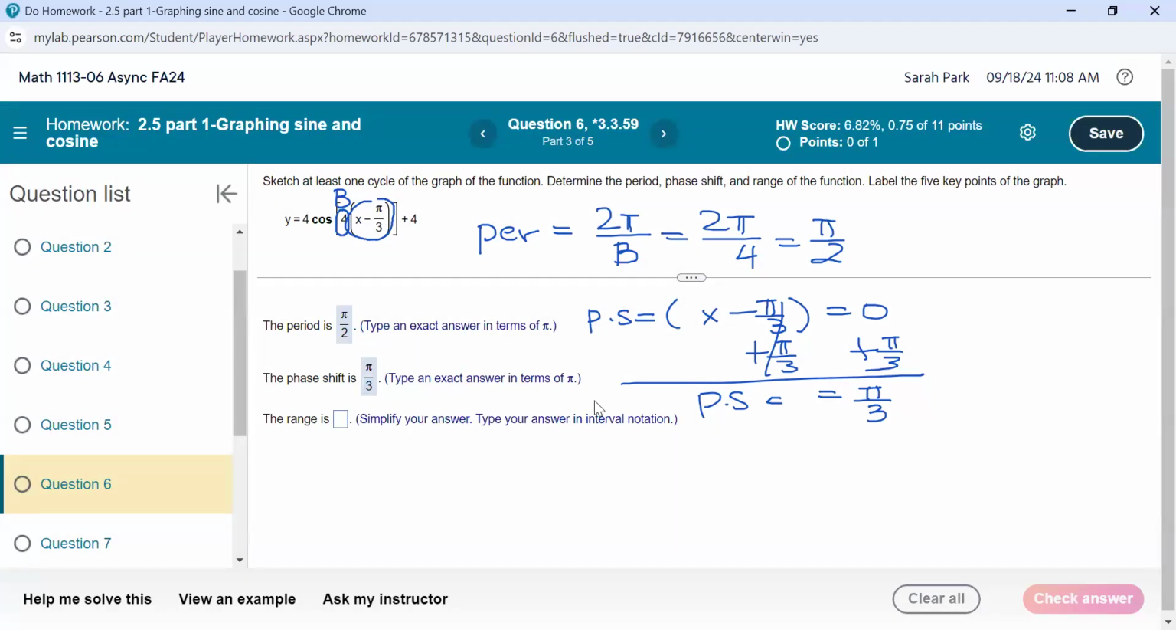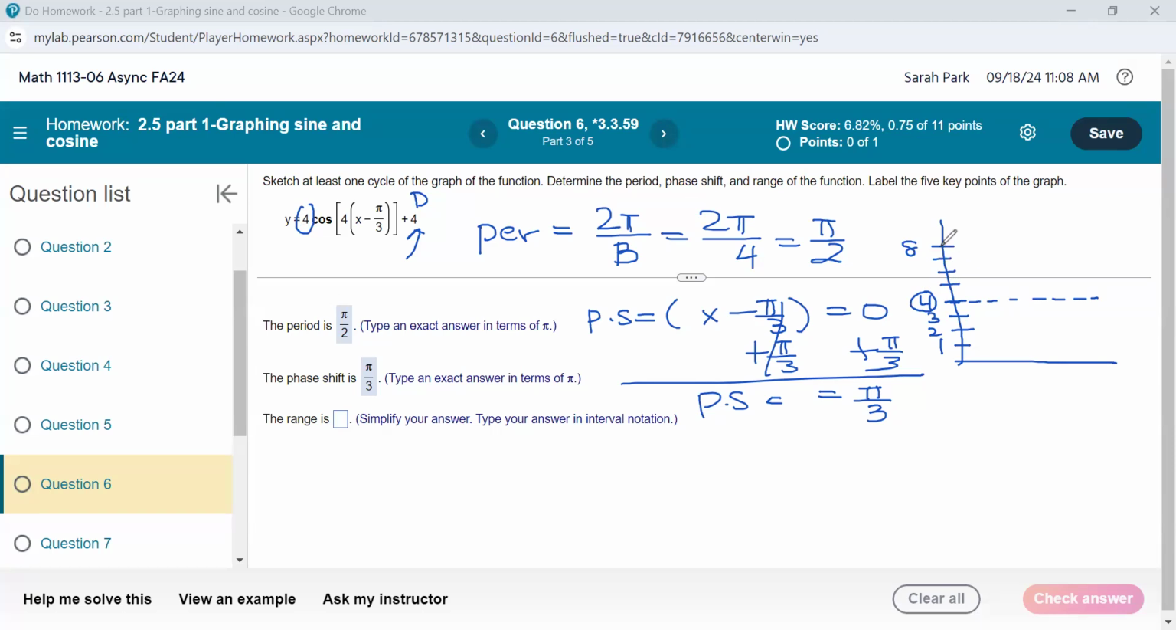The range, so if you think about the range, if I think about this graph here, and just do a rough sketch. Remember here, this is the vertical shift. The vertical shift, the D, is also known as your midline. So I know that 1, 2, 3, 4, my midline is going to be at 4. The amplitude tells you how high and how low it goes from the midline. So if your midline's at 4, if I go up 4, 1, 2, 3, 4, the highest this is going to go is 8.